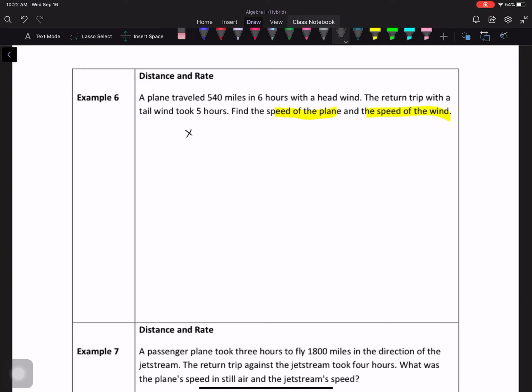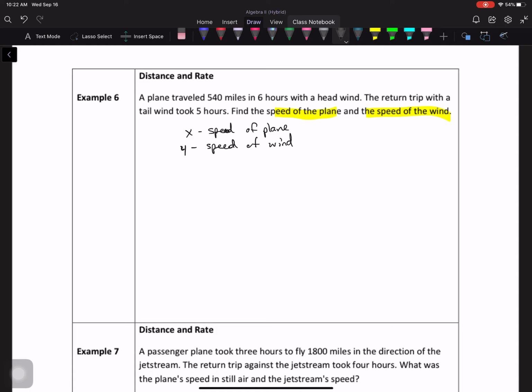So X is going to be speed of the plane. Y is going to be speed of the wind. Okay, now when you start these problems, you want to figure out your miles per hour going one way and your miles per hour going the other way.